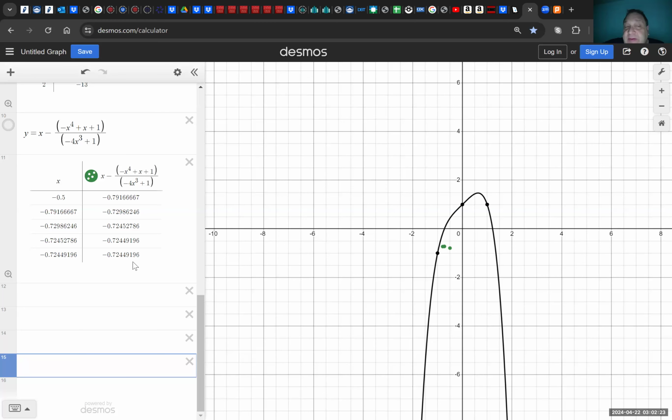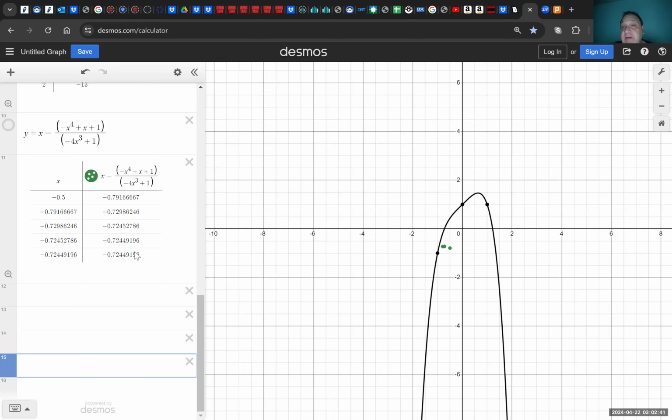And depending on how many decimal places of accuracy, I went farther here. I went one more. You can see 7244919. So as far as the accuracy of Desmos goes, it all matches up. So that's, I think, 7 places of accuracy for this particular problem.